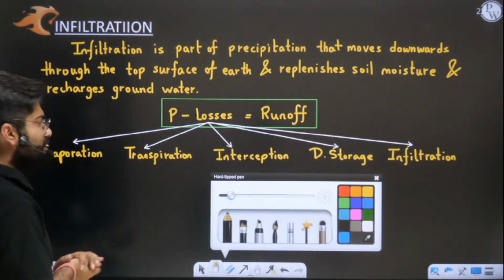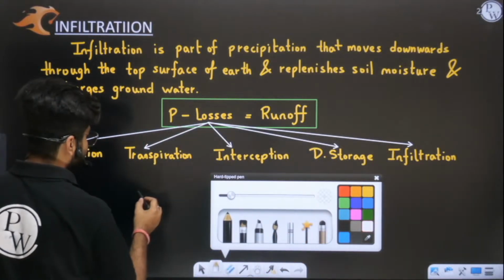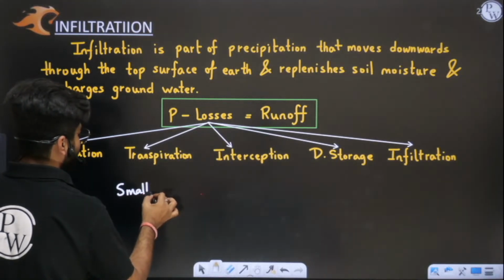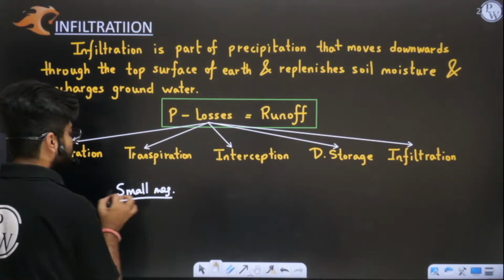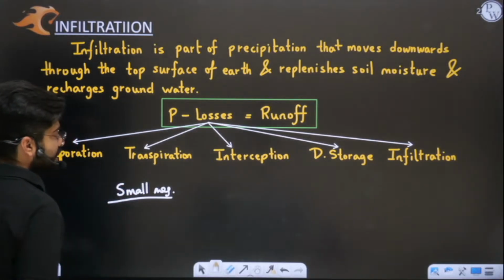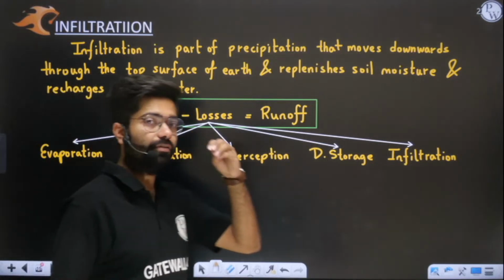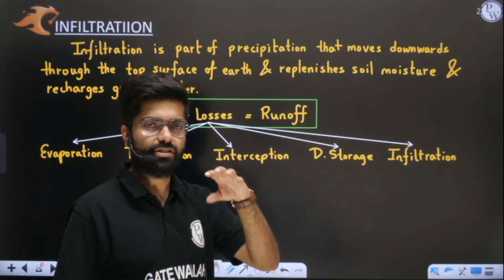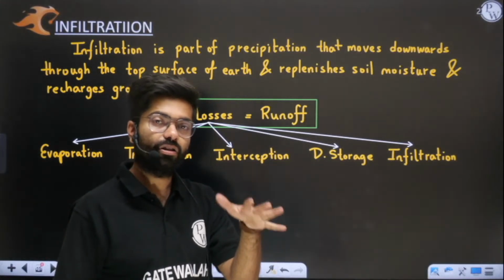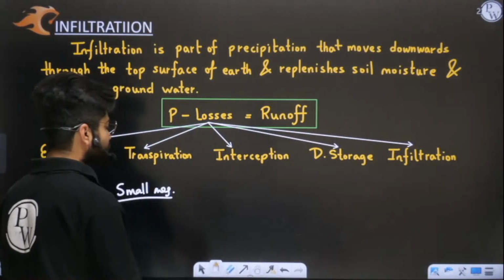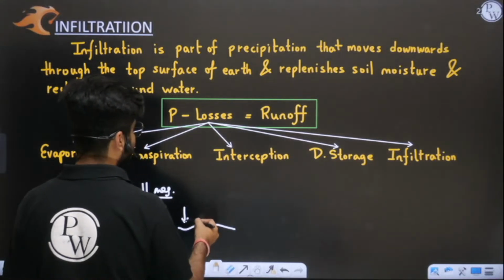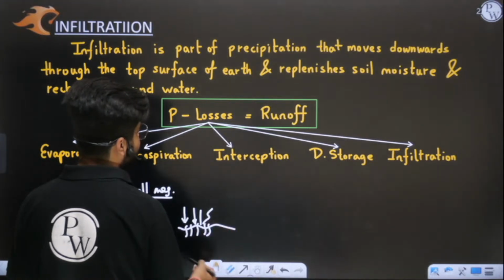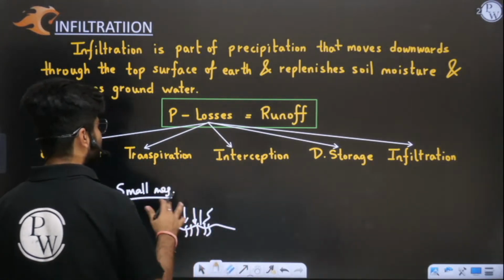Let us assume, sir, a very small kind of rainfall, or you can say very small magnitude of rainfall is there. Whenever very small rainfall is there, a small rainfall means all the water will go into the ground. Let us assume we have this ground, some water has fallen. So obviously some water will go into the ground, some water will evaporate. Transpiration losses will be less.